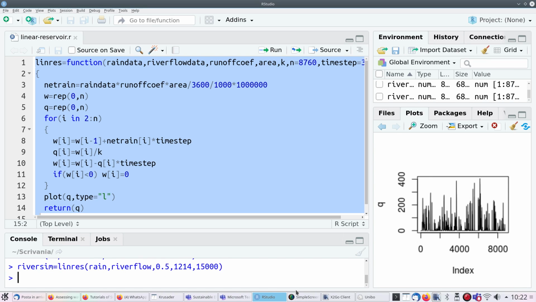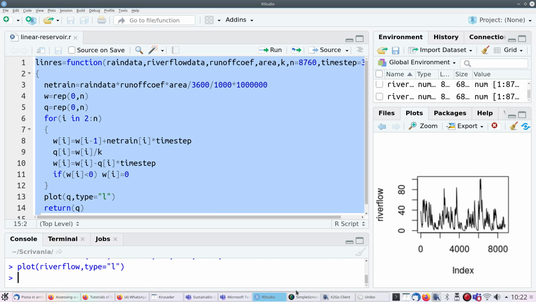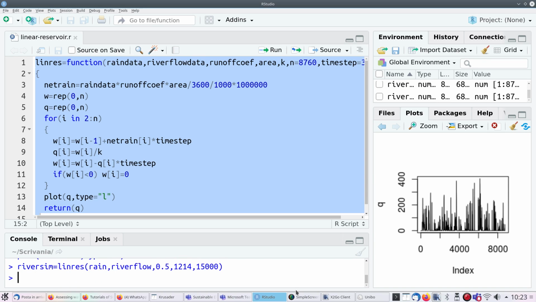And then let me write again 15,000 as the value of K. Which is okay. Now what we are getting is close to reality, because you see that 400 for Q is not so bad. If I look at river flow, let me get back the plot of river flow. The shape of the hydrograph is different and the max is around 90. If I look at my simulated data, the max is 400, which means that I need to change something to get a lower river flow, and the only thing I can change is K. It is the only thing I can change. And so, how should we change it?